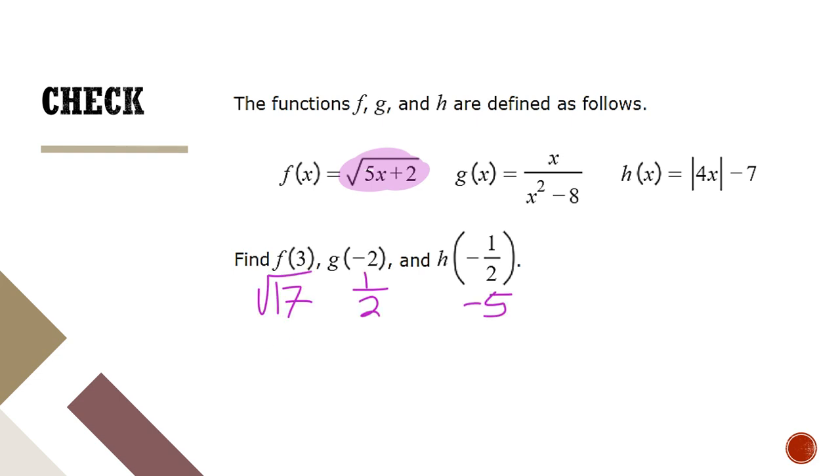So if you tried it, you should get square root of 17. Just leave it as is. Again, putting in 3, you get 15 plus 2 is 17, and you can't take a square root of 17 nicely. You should get 1/2 for this one and -5 for that one.